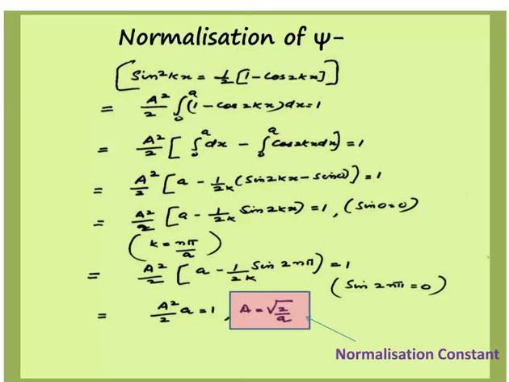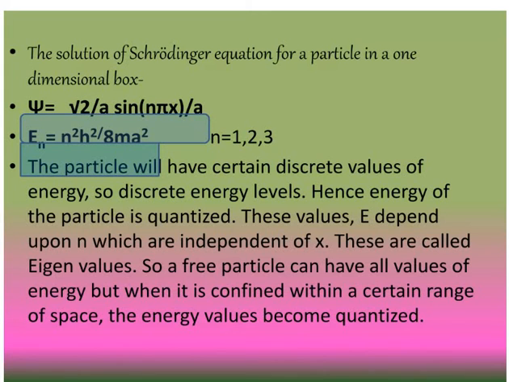So normalization of psi. How will you normalize? This is the mathematical function. So you can use the mathematical tools and then you come to the normalization point. The solution of the Schrodinger equation for a particle in a one-dimensional box is this, and the energy is this, so you have two parameters here, psi and energy. Now particles will have certain discrete values of energy. So discrete energy level means the energy of a particle is quantized, and this value E depends upon n, which is independent of x. These are called eigenvalues.